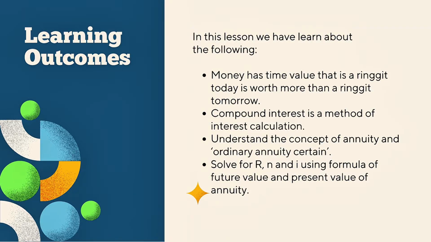And this is our learning outcomes. In this lesson, we have learned that money has time value, that is, a ringgit today is worth more than a ringgit tomorrow. Compound interest is a method of interest calculation. Understand the concept of annuity and ordinary annuity certain. Solve for R and I using the formula of future value and present value of annuity.